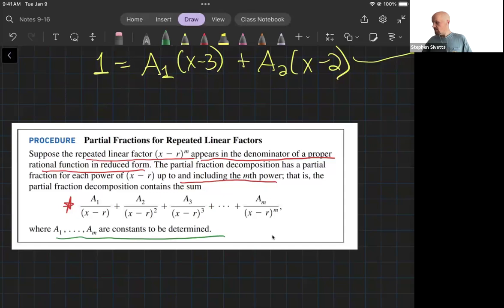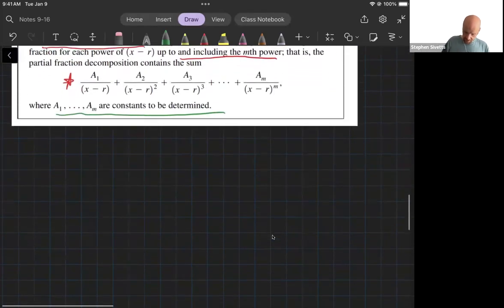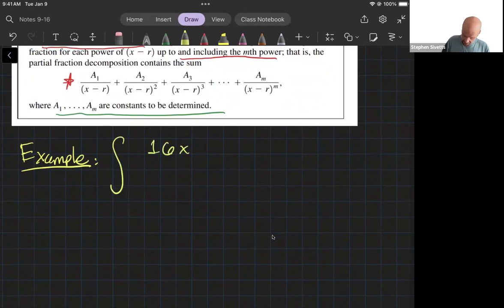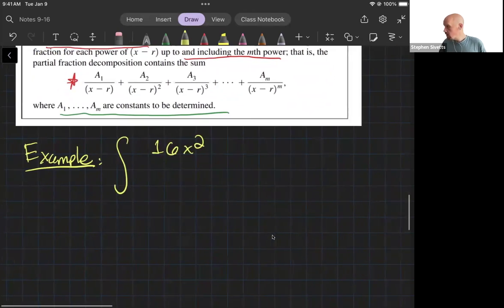So let's see if we can work out this example, right? Try to work out this integral. So suppose I have this one, 16x squared. Let's see if I wrote this down right.